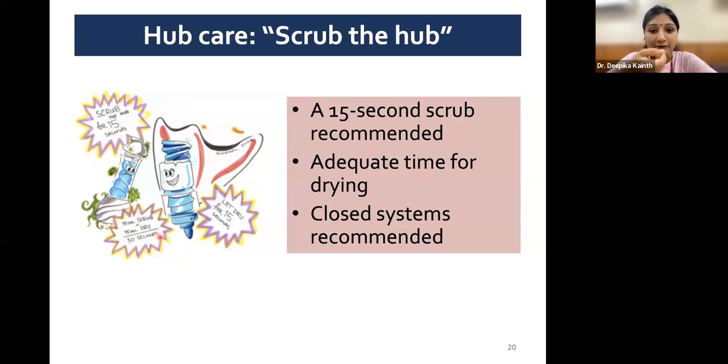As it is a thick film with a lot of extracellular matrix and a layer, it cannot be cleaned like normal. If you normally clean, like we put some solution and just gently clean it, it is possible that the biofilm may not be cleaned and might not be removed from there. So we will have to scrub it. We typically scrub it like this, 15 second scrub, right? And then we let it dry. So it has to be a vigorous scrub and not a very gentle cleaning. That is the most important point for hub care that I need you all to remember.